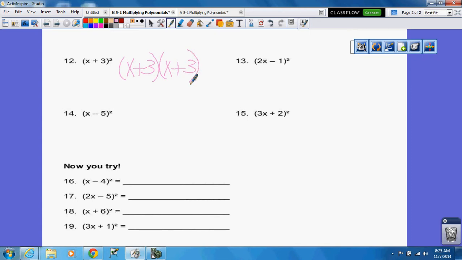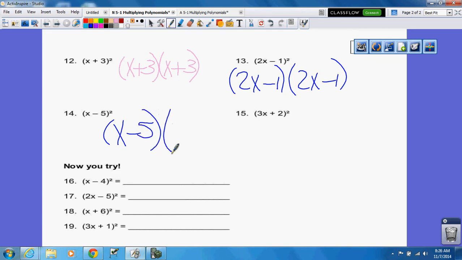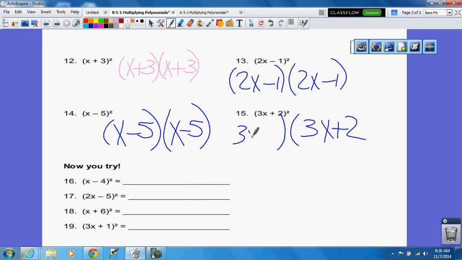So then I'm going to go over here to number 13, and I'm going to write this as 2x minus 1 and 2x minus 1. Number 14 is going to be x minus 5 and x minus 5. And then I have number 15, which is going to be 3x plus 2 and 3x plus 2. So now I can FOIL these or I can box these.